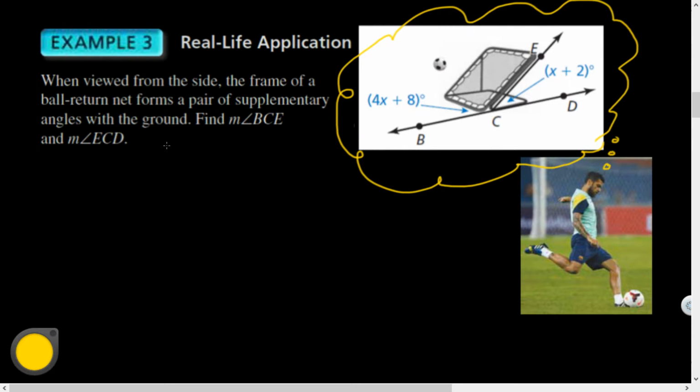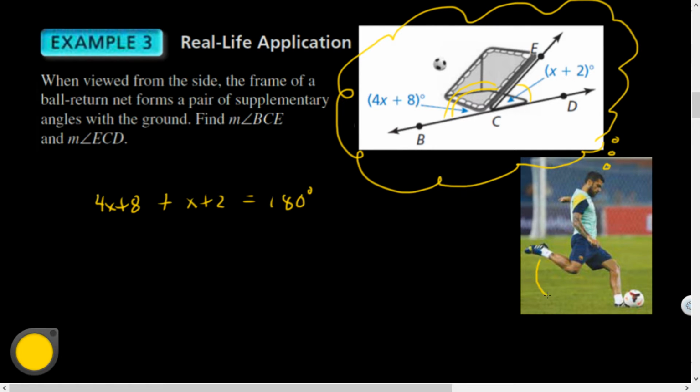Okay, so here we go. If they're supplementary, and this is the big angle here, and this is the little angle there, I could say that 4x plus 8 plus x plus 2 is equal to 180 degrees. Reason that's true, definition of supplementary, right? That was the clue. This guy, he knows what's up.